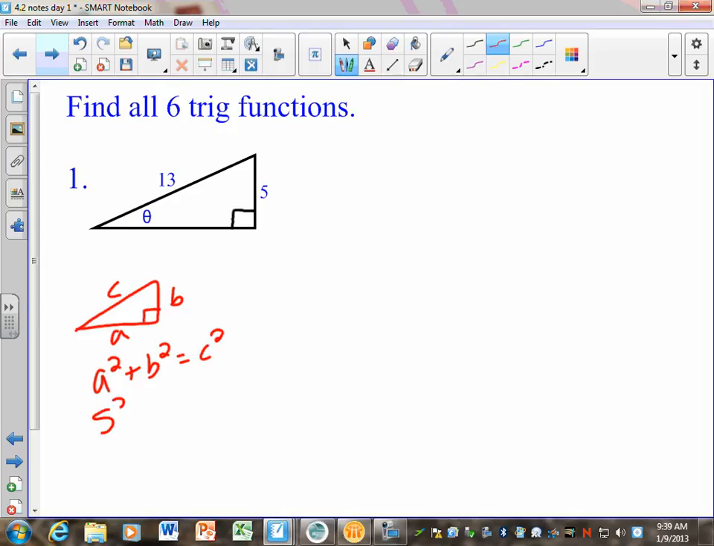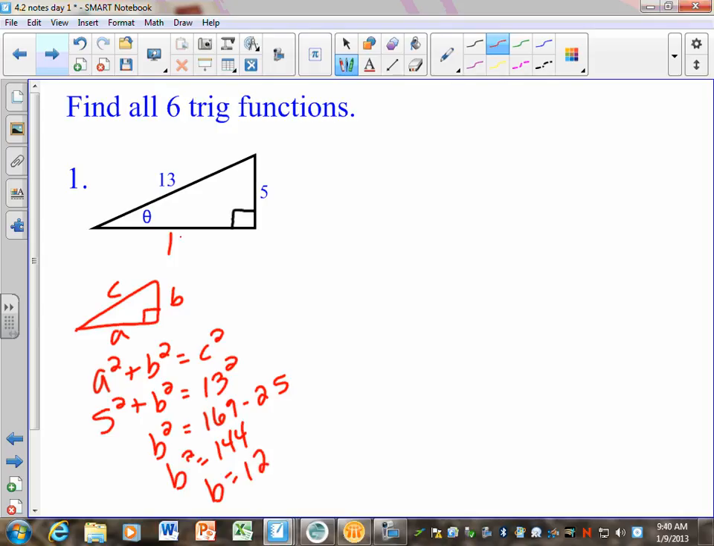So it'd be like 5 squared plus b squared equals 13 squared. What would that be? 169 minus 25, which would be 144. And that's b squared, so what would you do to solve that? Take the square root of it, and the square root of 144 would be 12. Yes? 5, 12, 13. That's a Pythagorean triple. 3, 4, 5. That's the other one.